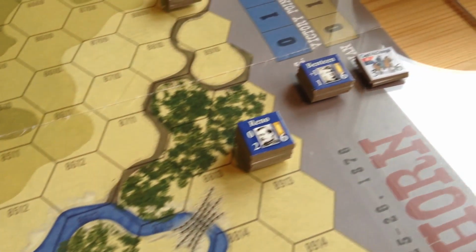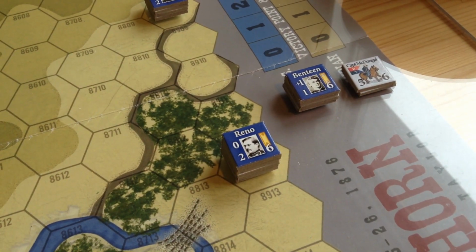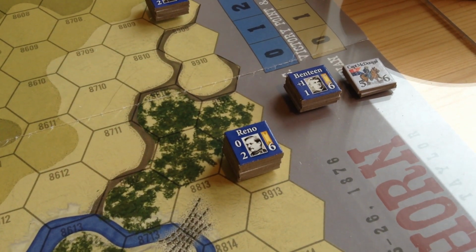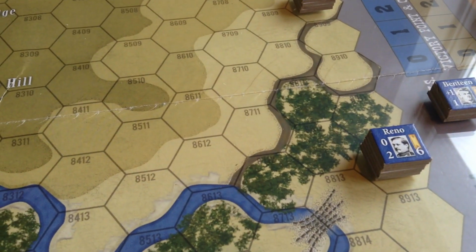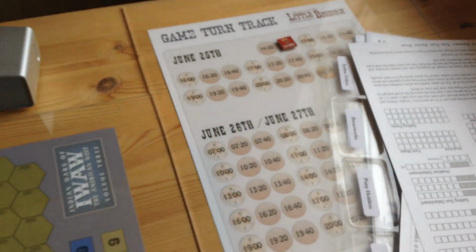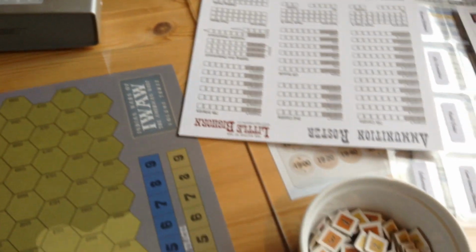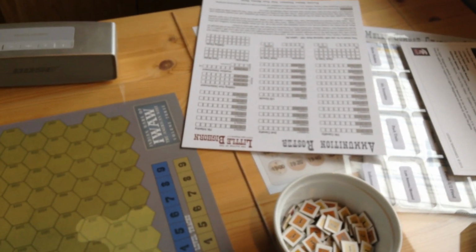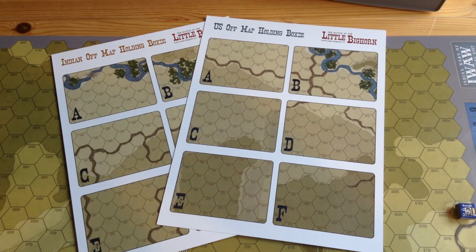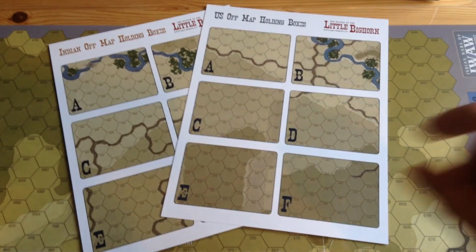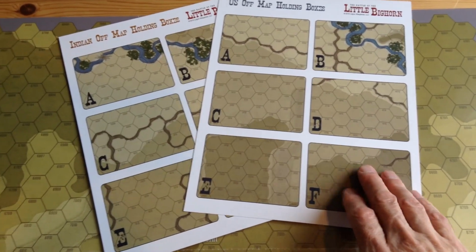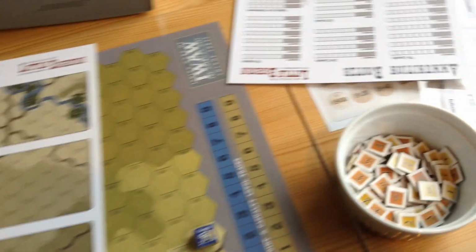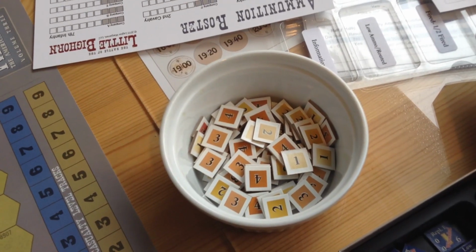And, well, Reno and the rest of the units are all the same. And that's about it for showing the board and the counters. Now, the charts are very good. Game turn track there. And because there's so many units for stacking and stuff, you get off-board charts, which I'll show you. Now, if your stacks get a bit unwieldy, you can use these off-map holding boxes, one for the cavalry and one for the Indians. And of course you get a host of number markers.